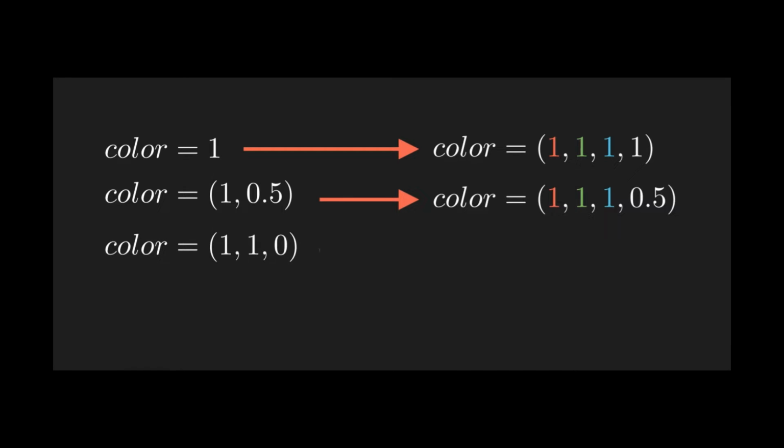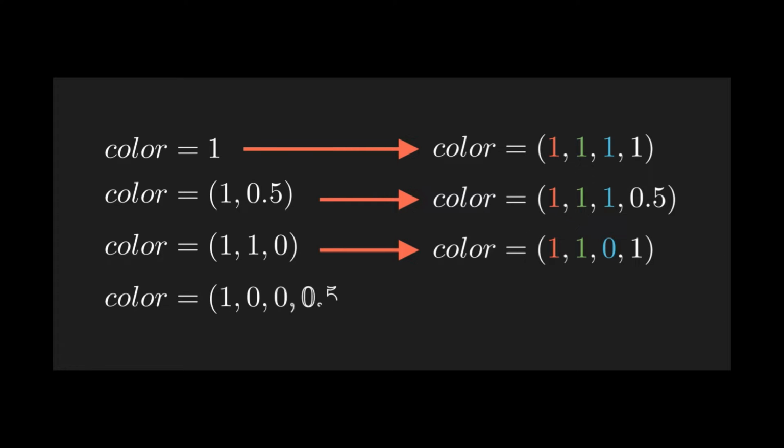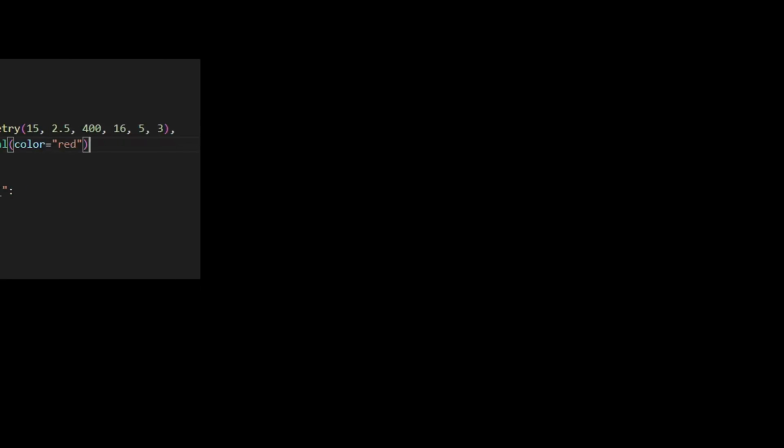3 values correspond to the red, green, and blue components. 4 components collectively represent RGB and the alpha channel. Now, let's explore a different approach to changing the object's color.